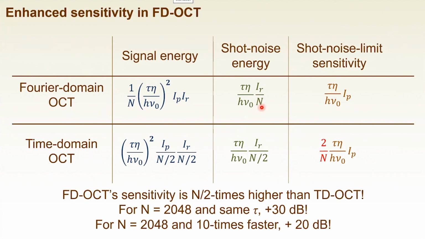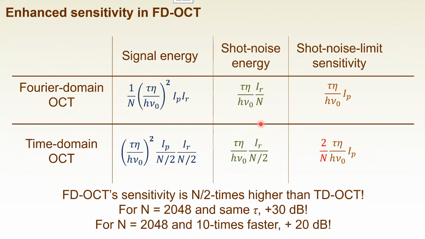And for the shot noise, at this moment, I'm talking only about the shot noise limit situation. Because shot noise limit OCT is an ideal situation, and in most cases we configure the system to work in the shot noise limit, and it's the optimal situation. The shot noise of the Fourier domain OCT is given in this equation. I've already talked about it, and again, this reference power is divided by N over 2.